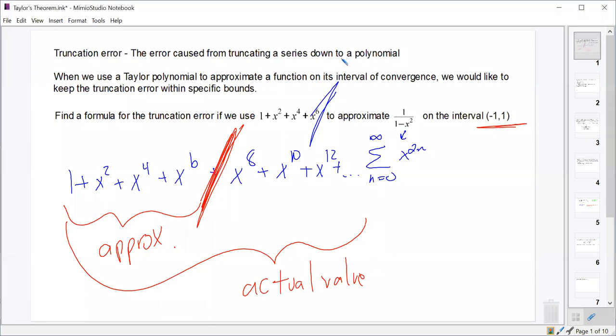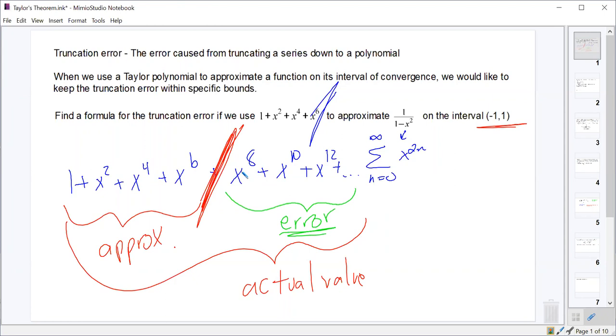So what is our error? Okay, effectively, yeah, it's the sum from 4 to infinity of x to the 2n, right? That's what our error is.